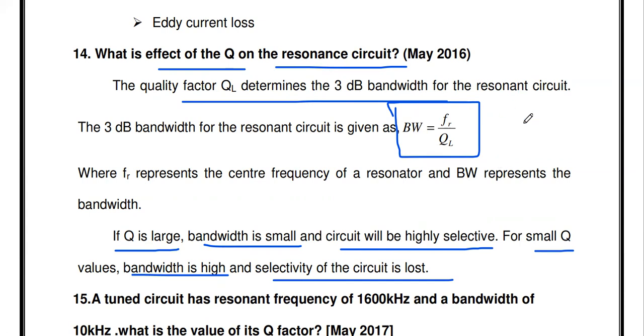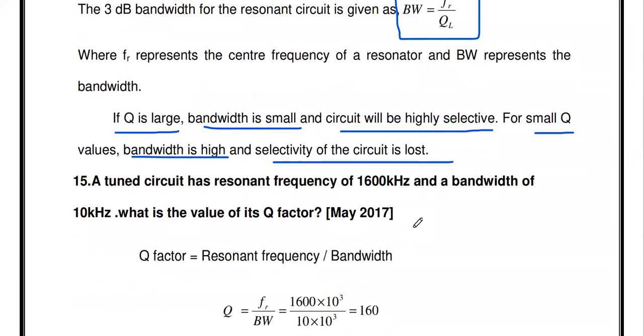Okay. So using this formula, you may get a 2-mark problem also. The relation between resonant frequency, bandwidth and quality factor. Already we discussed this relation in the circuit analysis paper. Bandwidth is equal to resonant frequency divided by quality factor. Quality factor is equal to resonant frequency divided by bandwidth. So using this formula, we may solve the next problem.